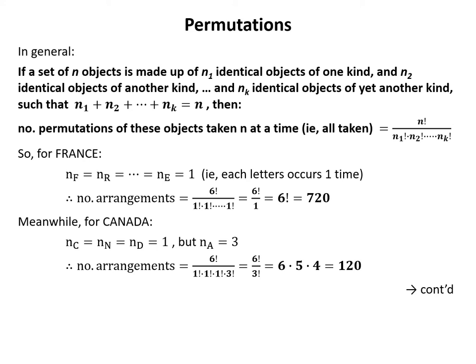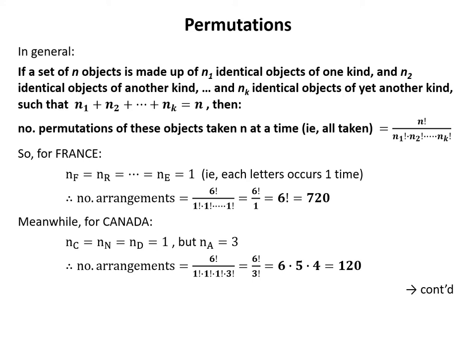So for France, we can actually apply this rule to all of the examples in this question. For France, we don't actually have any letters that are repeated, but we can think of each letter having a number of one occurrence. So we have nF, nR, etc., all the way up to the letter E, so nE, they're all equal to one because each letter occurs one time.